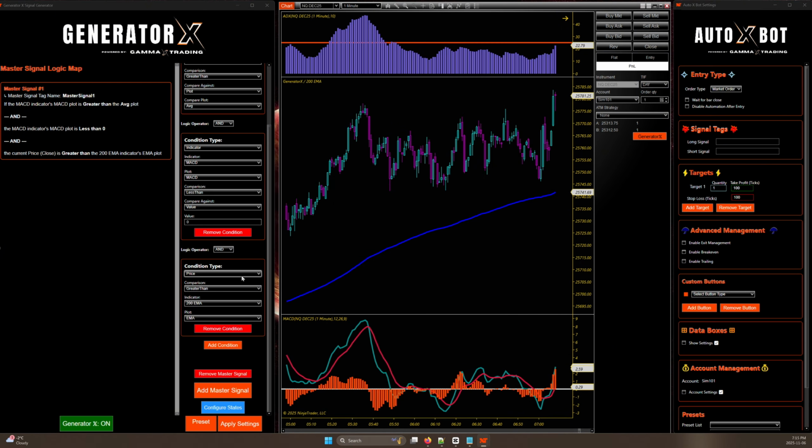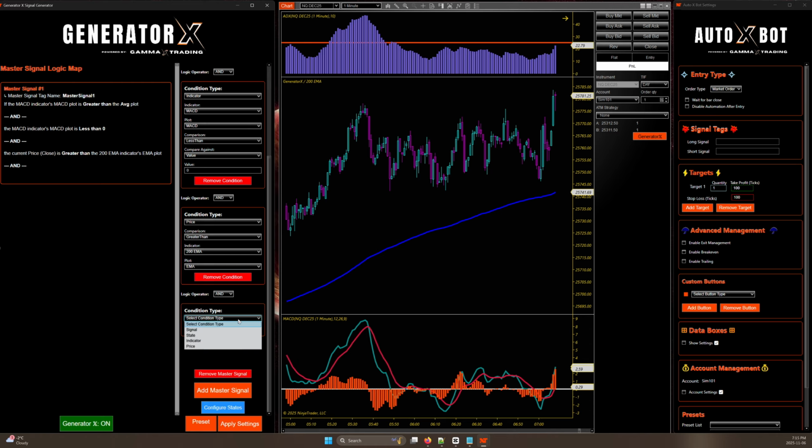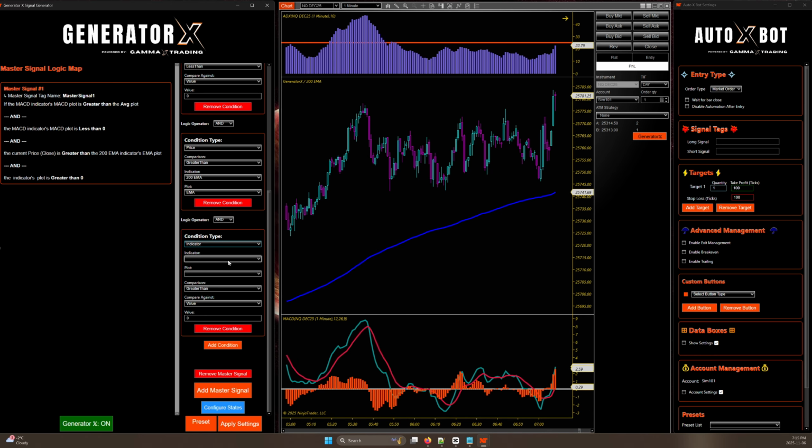But let's say I wanted to add it into this signal. So in this case, I would just add another condition, and then I would do indicator, and then I would just choose the ADX from the list. Plot, there's only one plot, ADX. And then I would say, okay, I want ADX greater than a value of 25. So in this case, all these other conditions have to be true, but now we're adding in one more where ADX has to be above 25.